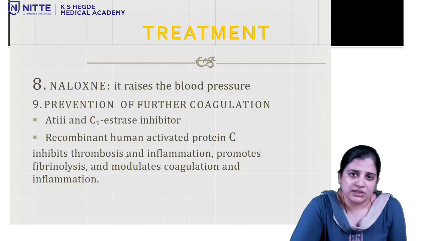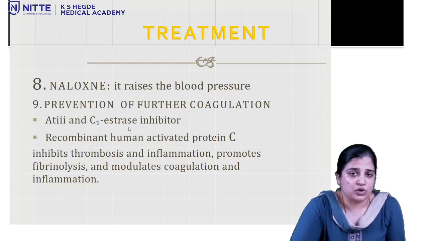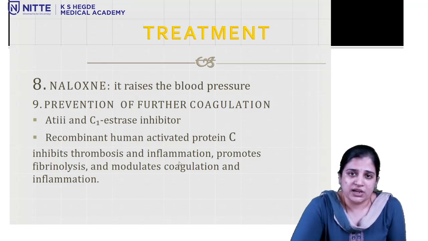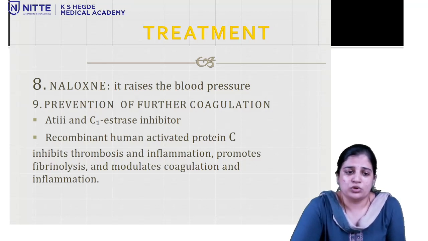Other than that, naloxone can be given to increase the blood pressure because the patient is in shock, that is hypotension, and prevention of further coagulation also can be done by giving recombinant human activated protein C. It inhibits the thrombosis and inflammation, and it promotes the fibrinolysis and modulates coagulation and inflammation.